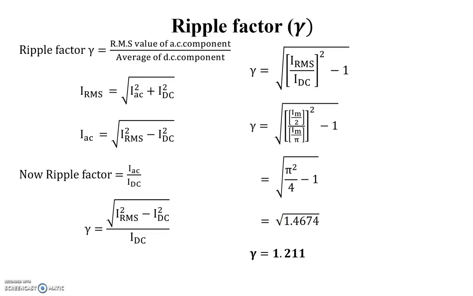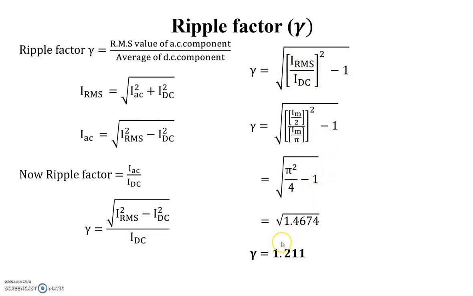value of the DC component. So IRMS is equal to the root of IAC square plus IDC square. So what is IAC? IAC is nothing but the square root of IRMS square minus IDC square. So now the ripple factor is IAC by IDC. So you substitute this into this, and that will become like this. You take the common factor for this one and simplify. You substitute the IRMS and IDC in terms of Im, and then you simplify.